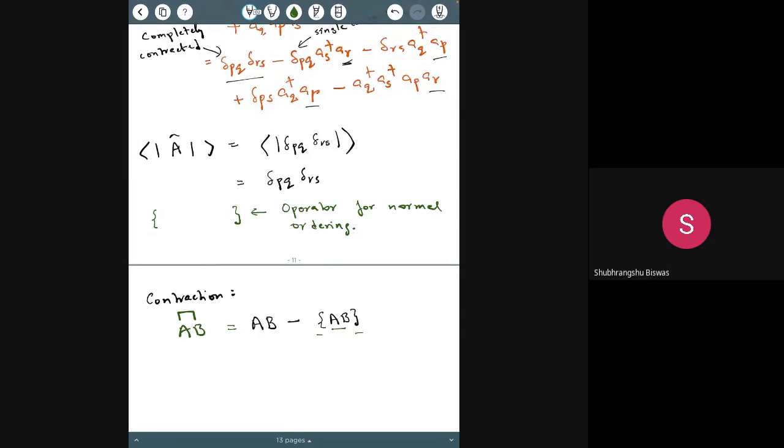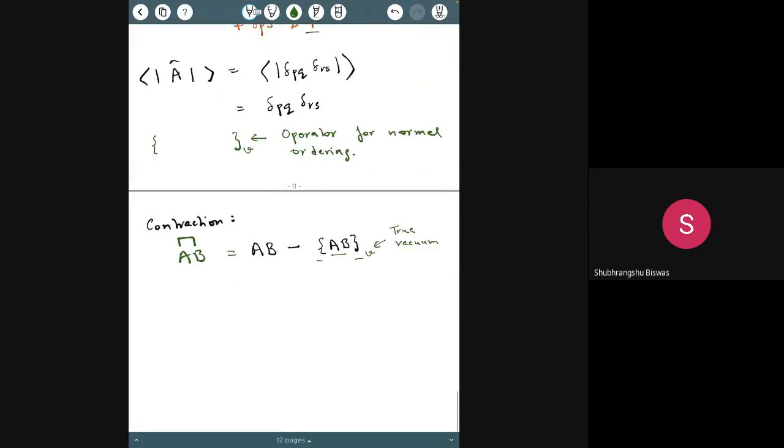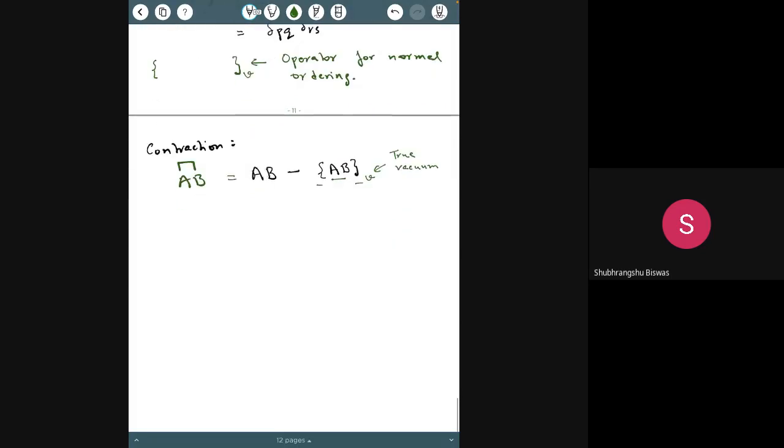Also, since here the normal ordering is with respect to a vacuum, you can put a 0 here, or as they do in the notes, you can put a V here, which tells you that this is the true vacuum. You will see, we will change the vacuum a little bit later, so then you will see what happens. So this is what is called a contraction.